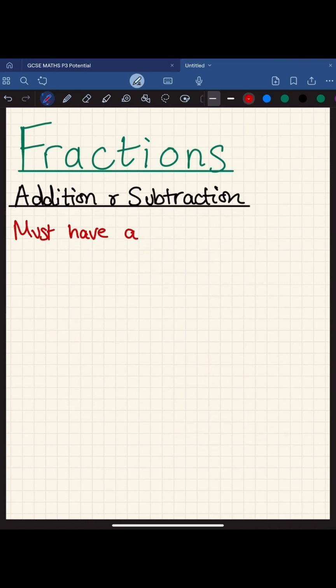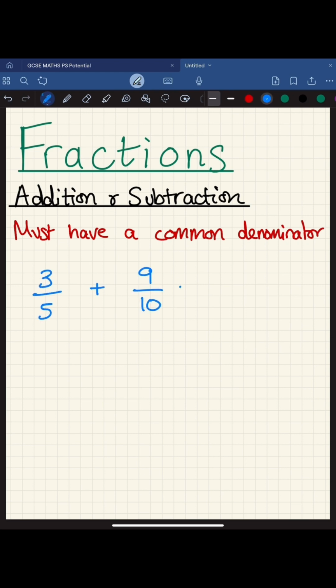Last up is addition and subtraction, and to do this we must have a common denominator. So the number on the bottom of both our fractions must be the same. We cannot add the numerators and denominators like multiplication. To deal with this problem, we're going to go back to what we did with simplifying.